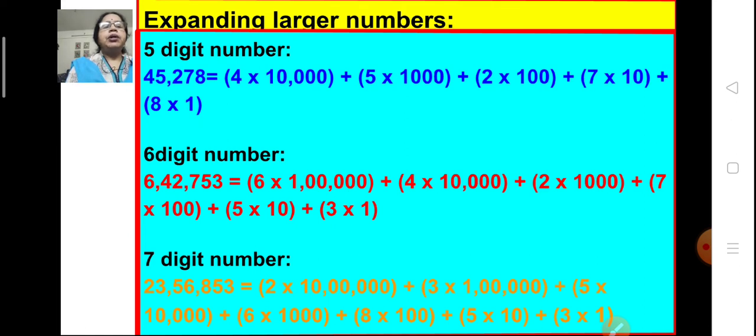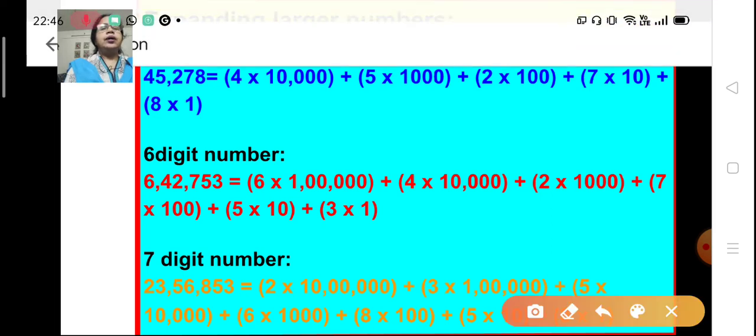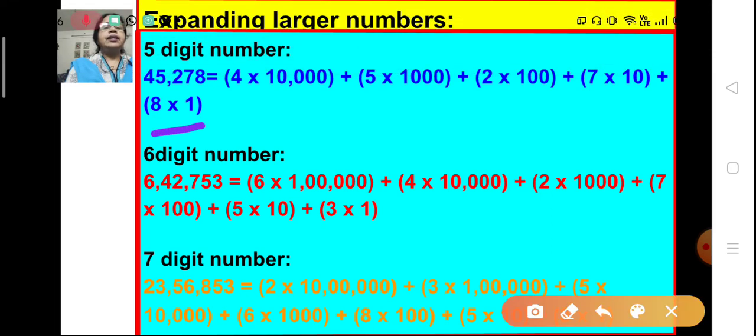The 5 digit number, how can we expand it? 8 is in ones place, so we write it like this, and 7 is in tens place. So, 7 multiplied by 10, 2 is multiplied by 100, 5 is in thousands place, it is multiplied by 1000, and 4 is in 10,000s place, so it is multiplied by 10,000. So, like this we write the expanded form of larger numbers.